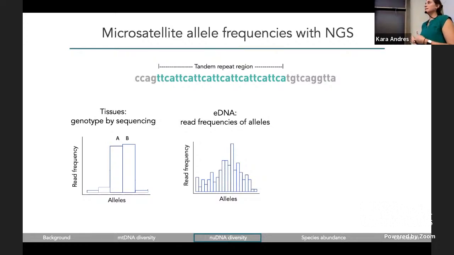Okay, so genotyping by sequencing just means we put that through a sequencer and we see what alleles are most common in that sample, and then we genotype that individual based on the most common alleles that we see. So this is pretty easy when we're just looking at a single individual.